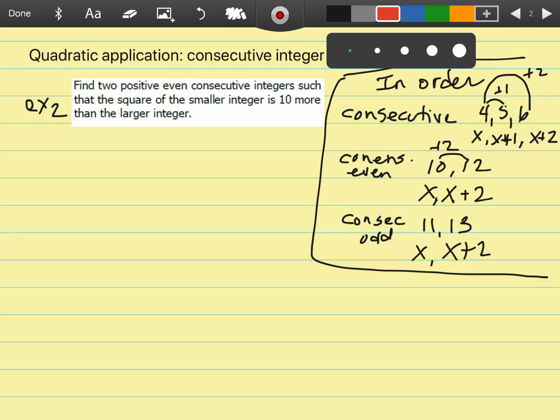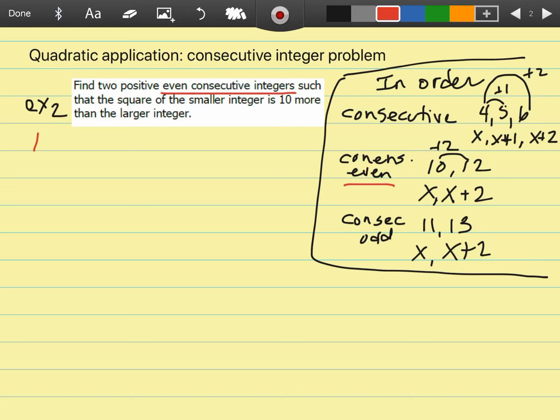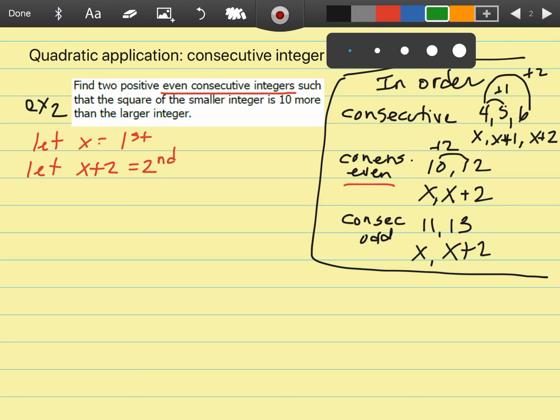Okay, so let's look at our problem now. We're going to find 2 consecutive positive even integers. So I want to use this one right here. Okay, so I'm going to let x equal the first number, and let x plus 2 equal the second number. Now I do need to pay attention when I get to my final answer that they want me to find the positive solution. Okay, all right, now let's get into further translating.